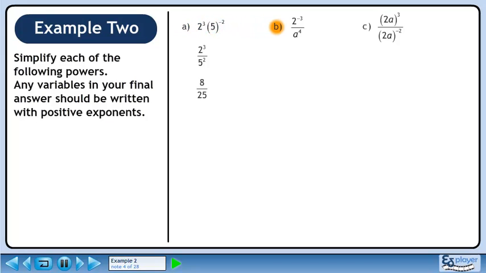Now we'll move on to part B. Two raised to the power of minus 3 can be written in the denominator as 2 raised to the power of 3. Evaluate to get 1 over 8a to the power of 4.